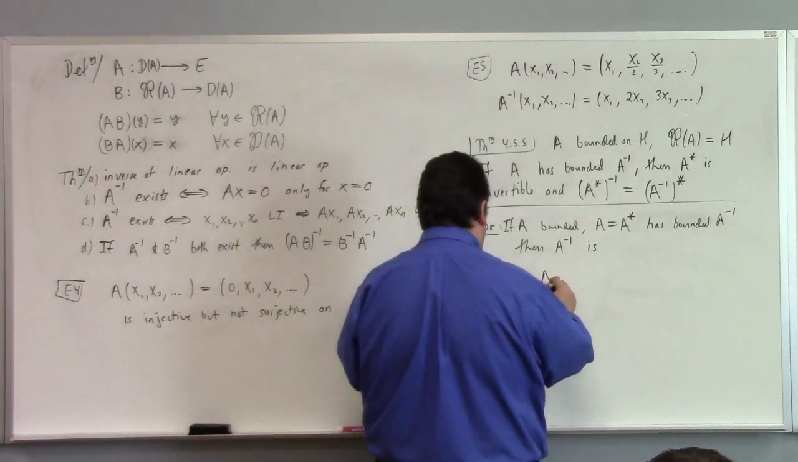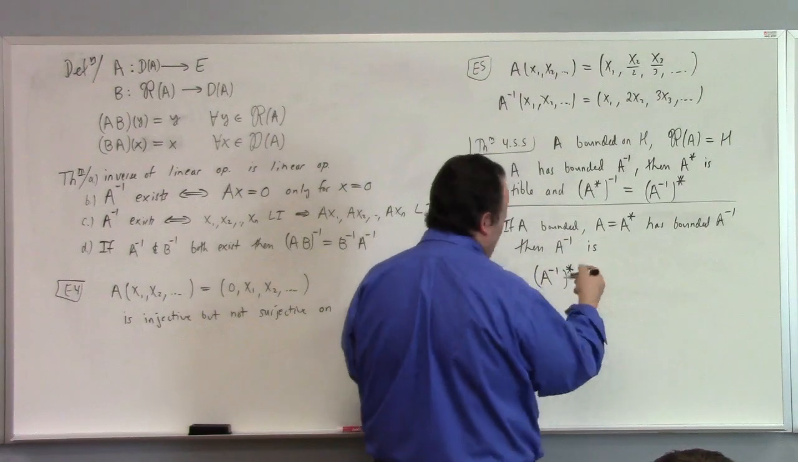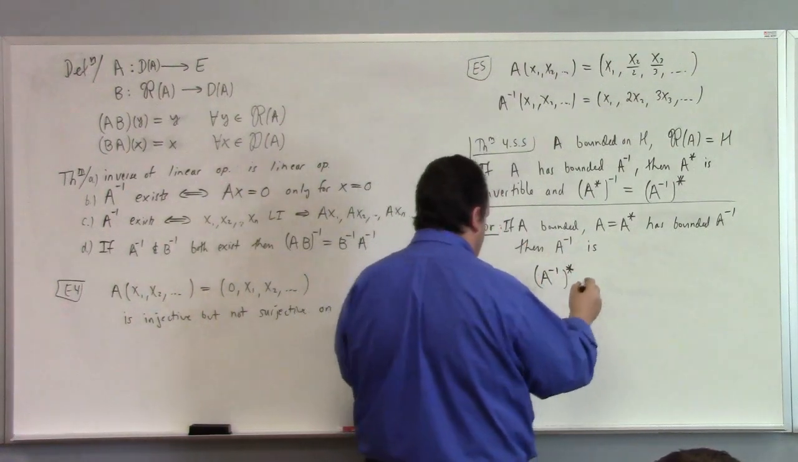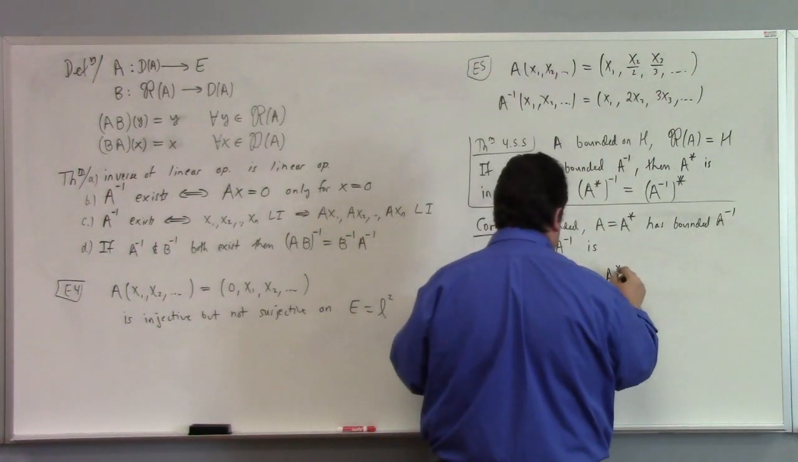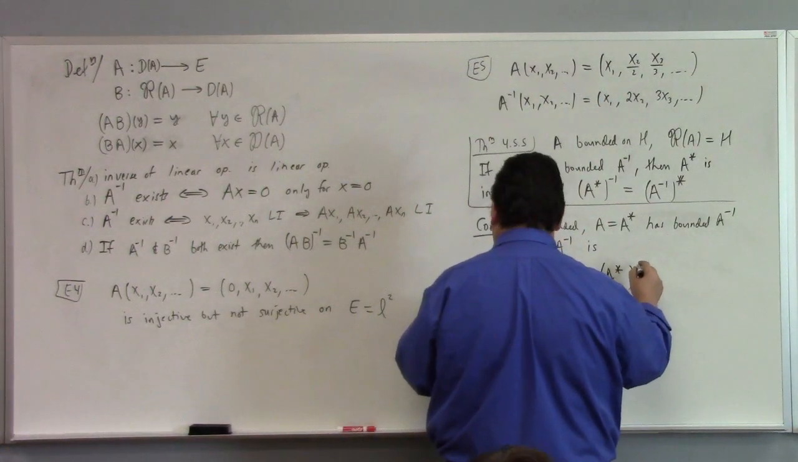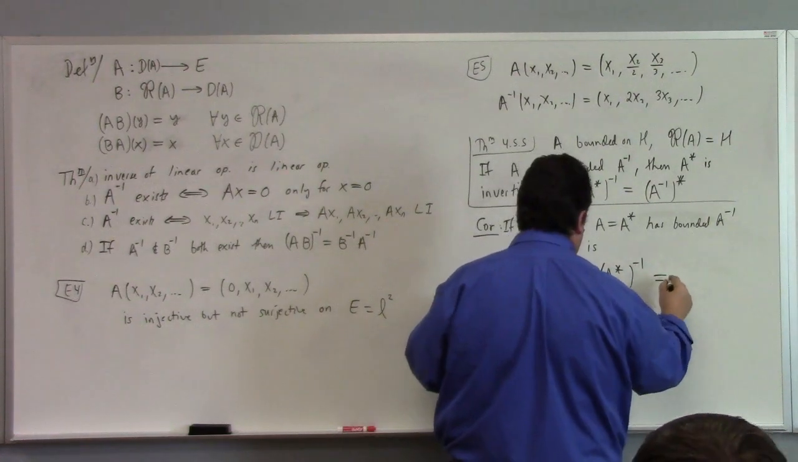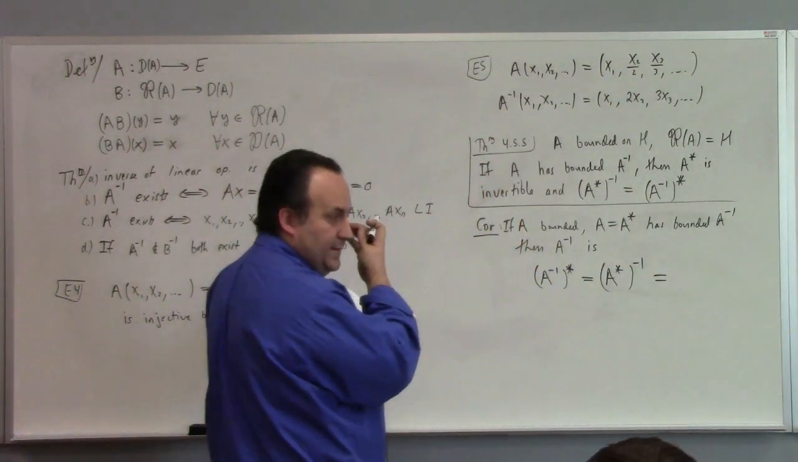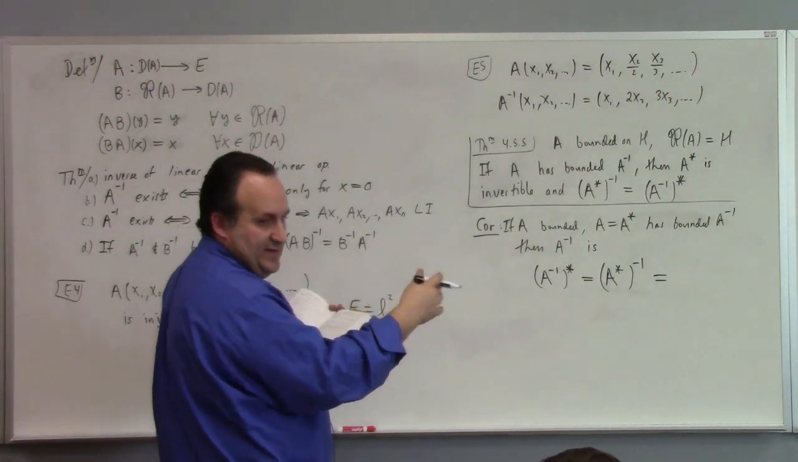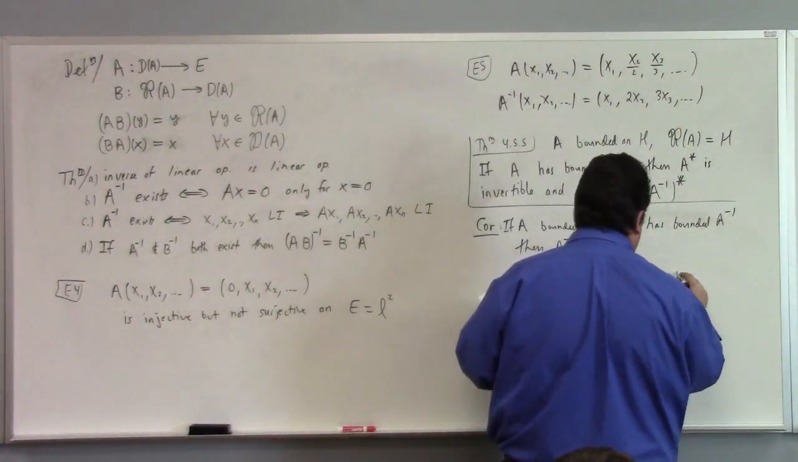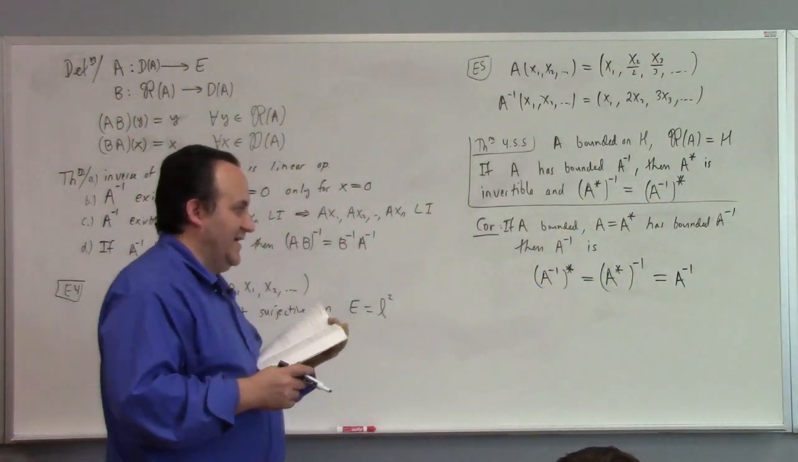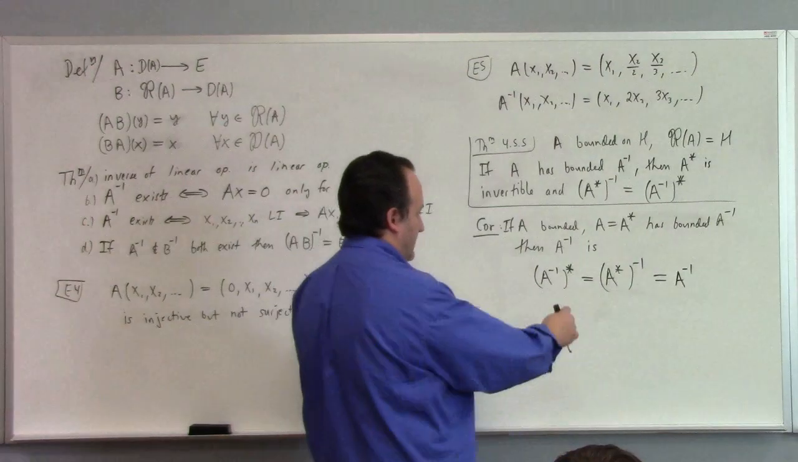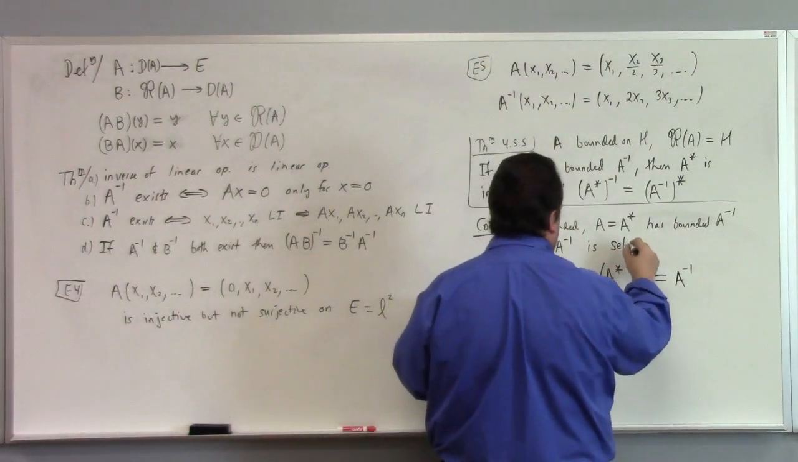Here, let's do the proof. So we have (A inverse) adjoint equals, according to the theorem, (A adjoint) inverse, right? But it's self-adjoint, so that's equal to A inverse. So what does that show about A inverse? A inverse is? Yeah. There you go.